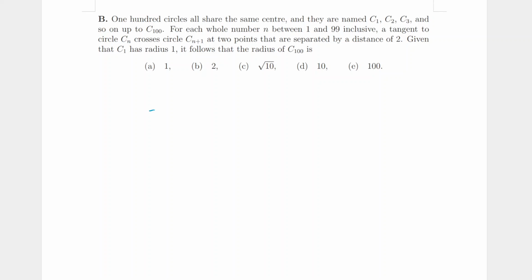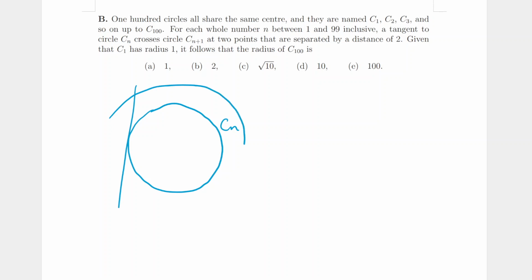So let's draw, let's call this Cn. Yeah, this is the circle Cn. Okay, so what does Cn plus 1 look like? It says a tangent to this circle is going to hit Cn plus 1 at 2 points. So definitely Cn plus 1 is larger than Cn. If not, the tangent is not going to hit at 2 points.